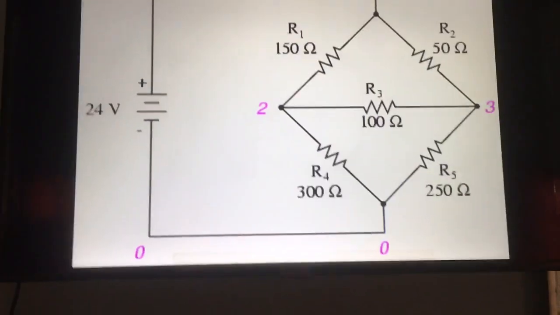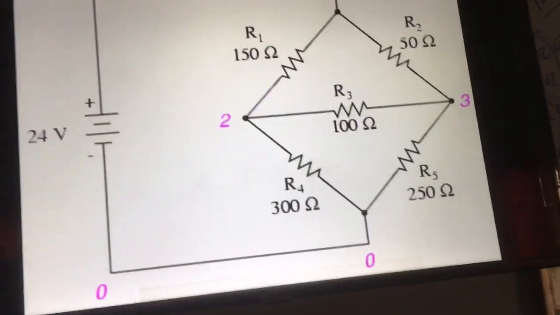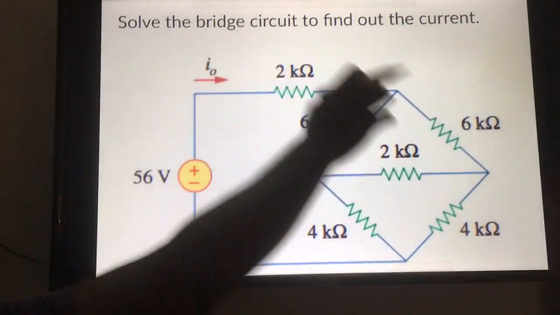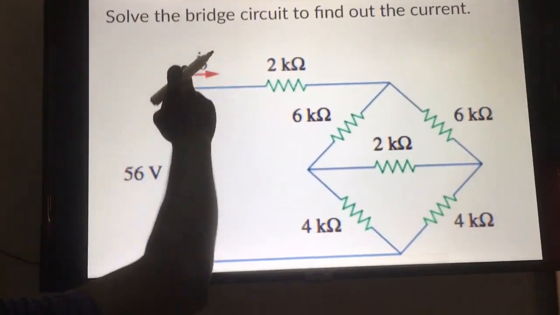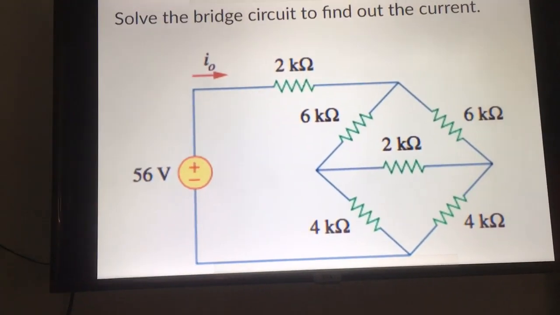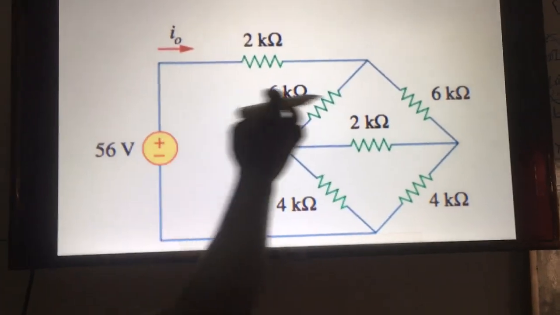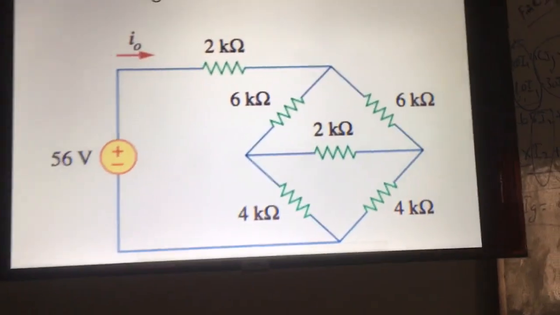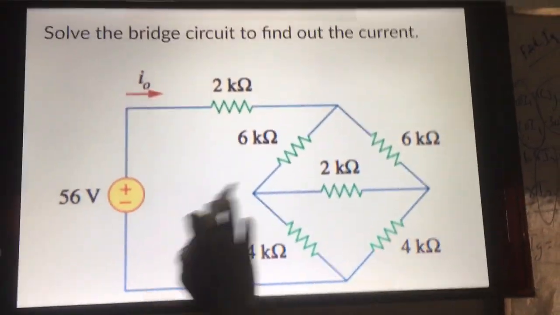You are going to do the same problem, with the values changed a little bit. So there is one more problem. They are given the same circuit, and they are asking you to find the value of I0. You are going to follow the same approach: first name the loops, name the nodes, and then apply the Kirchhoff laws.